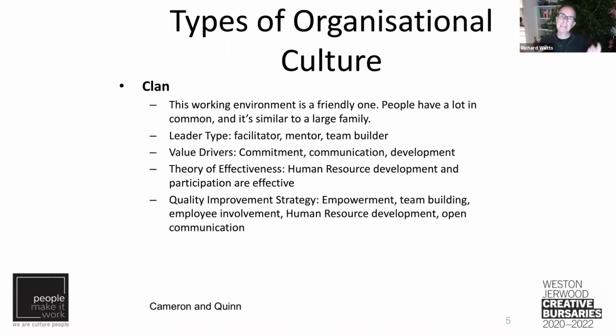So a clan culture can feel very friendly, but when we think about other people coming into it, it can be quite troublesome because I might not understand what's really going on. And what's really going on might not be written into an organogram or in policies and procedures. So it's more informal, it's very values-based, but it's internal and flexible if we think about those original axes.